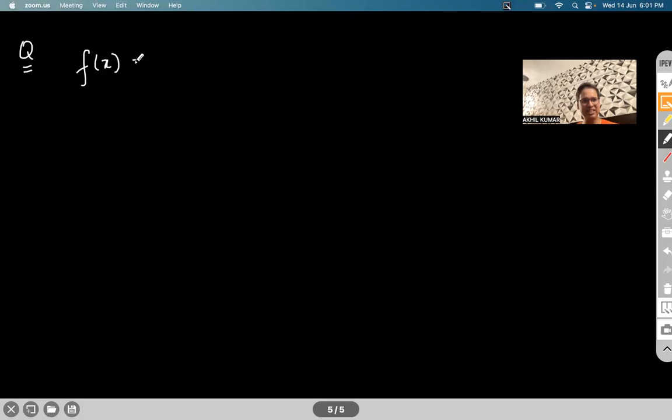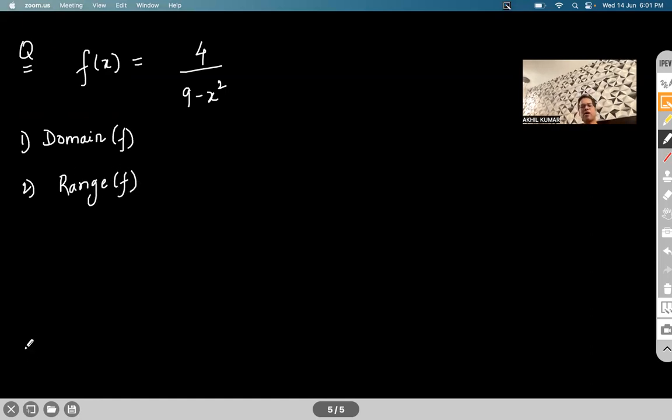Let's say I have a function 4 upon 9 minus x square. For this function, find the domain of the function. Find the range of the function. And give your response together for domain and range on the chat box.